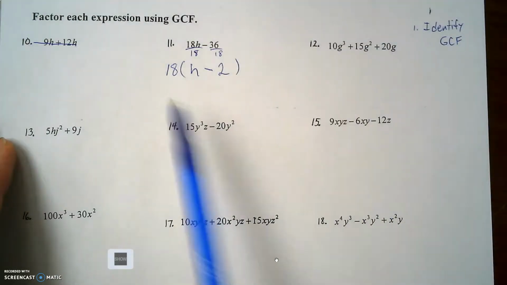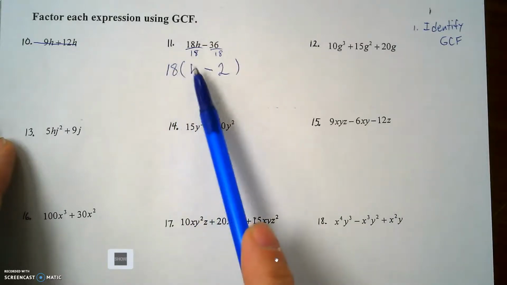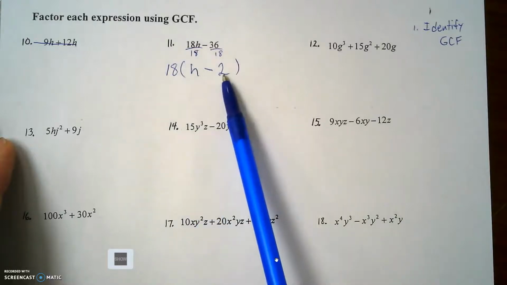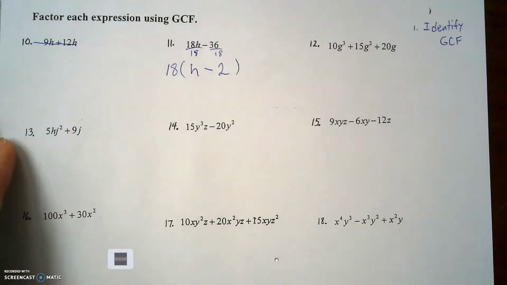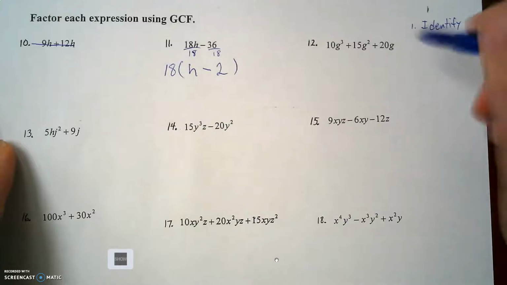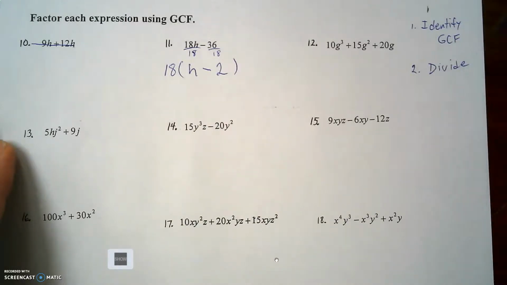So that's it. Let's see if we're right. If I multiply this, I should get my original problem back. 18 times h, 18h. 18 times 2, 36. So we'll try a couple more, and that's really what we have to do. Identify the GCF to divide. However many times is however many terms in your problem.